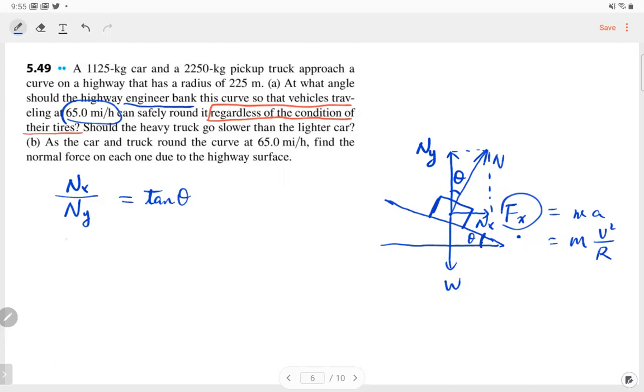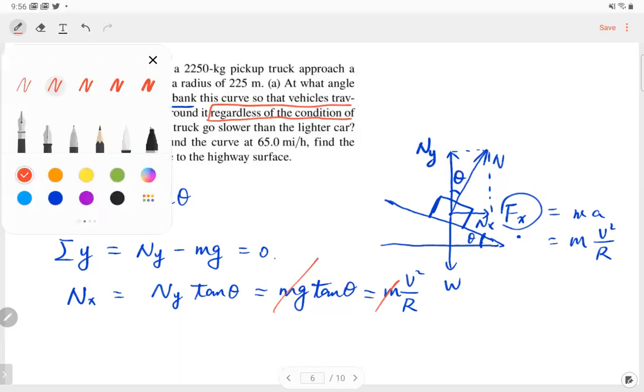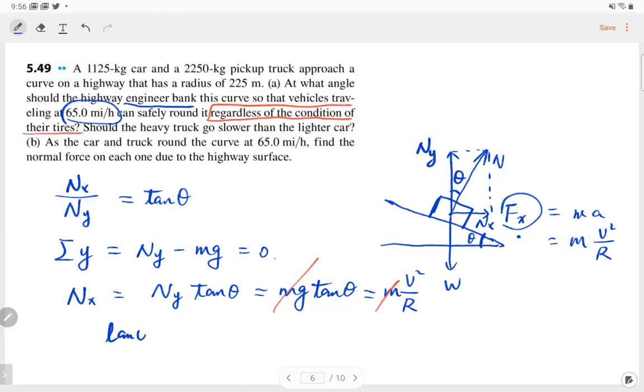The second one is, in the vertical direction, the net force is zero. The net force is equal to Ny minus mg. That's zero. So we can get the normal force in the x direction equal to Ny times tangent theta, because Ny equals mg, so that's equal to mg tangent theta. And this net force in the x direction equals m v squared over r. And you can also find that the m cancels. So we have tangent theta equal to V squared over gR.